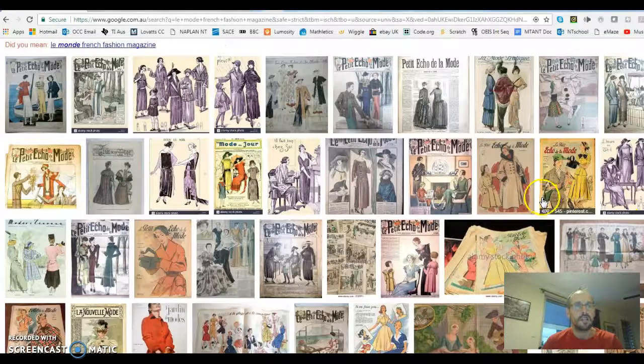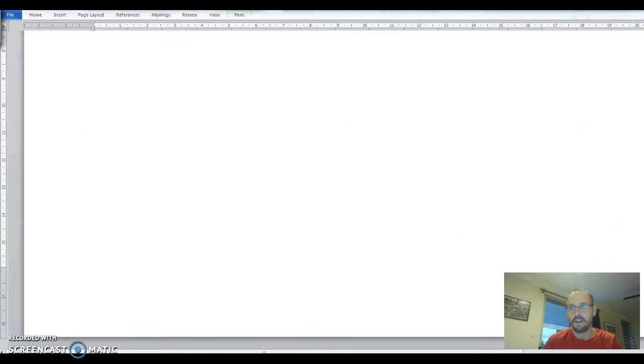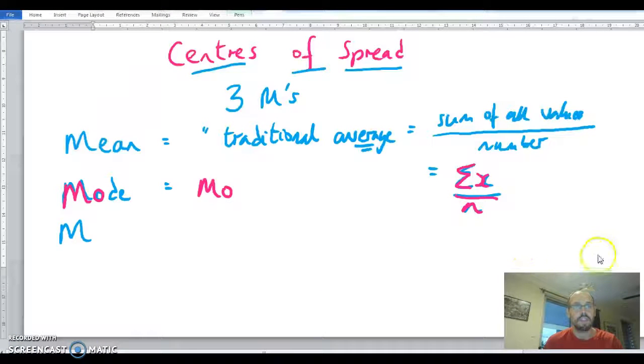Called Le Mode. Le Mode used to be a French fashion magazine. And that French fashion magazine was called Le Mode because it was all about, what was it about? It was about the most common fashion of the time. And therefore this is the most common value that we see. This can be done for both numerical data and for non-numerical data.